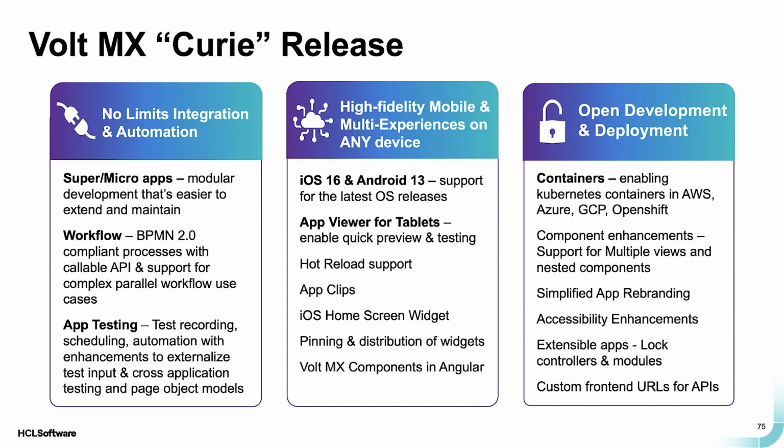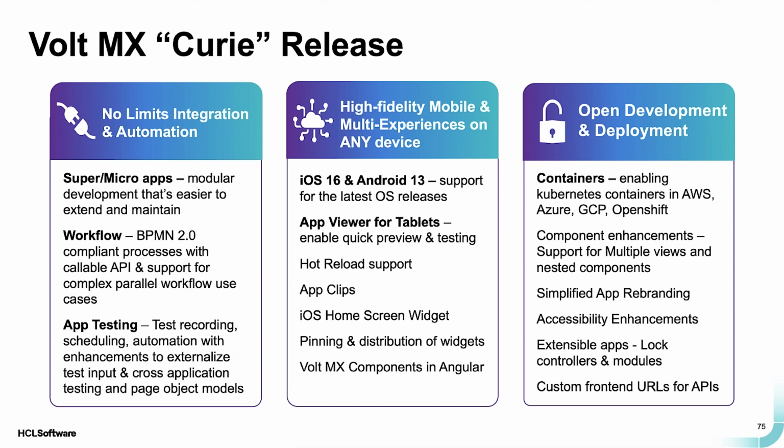We also looked into all the containers and the Kubernetes containers available in AWS, Azure, GCP, and such. We looked at the component enhancements, where we now have added support for the multi-view component, as well as the nested component enhancements, as well as the extension pieces. We also looked at simplified app rebranding along with the style constants, which lets you change the look and feel of an app at runtime by exporting and importing themes and making these much simpler to manage, so that you don't even need a professional developer, so to speak, to rebrand the app easily.